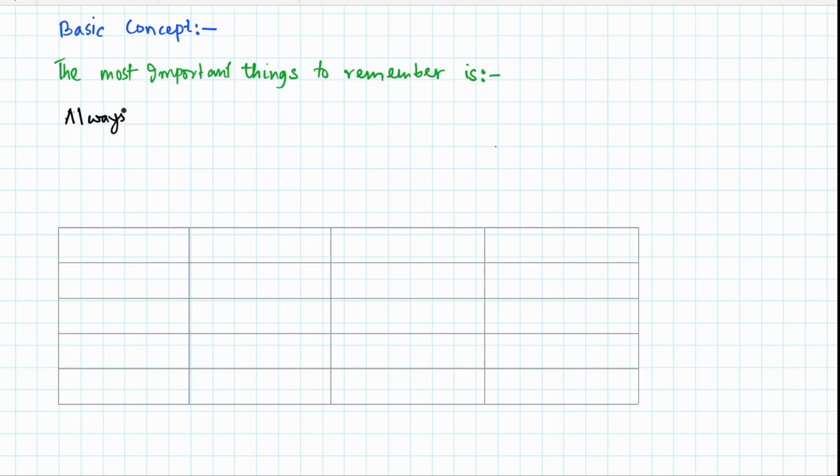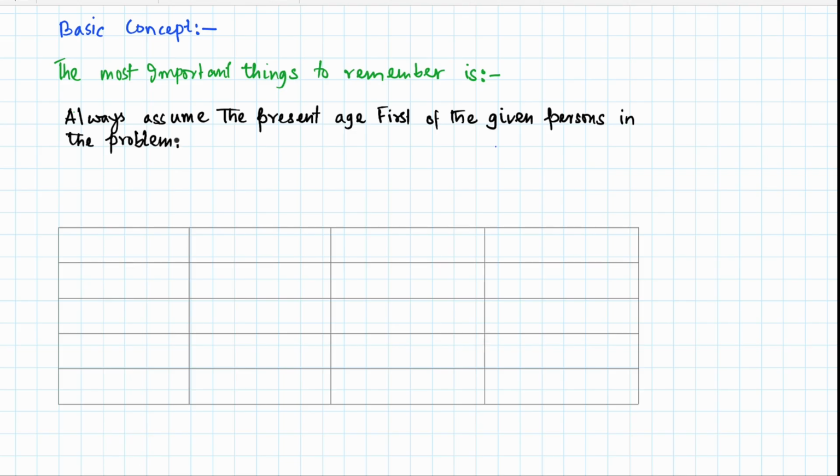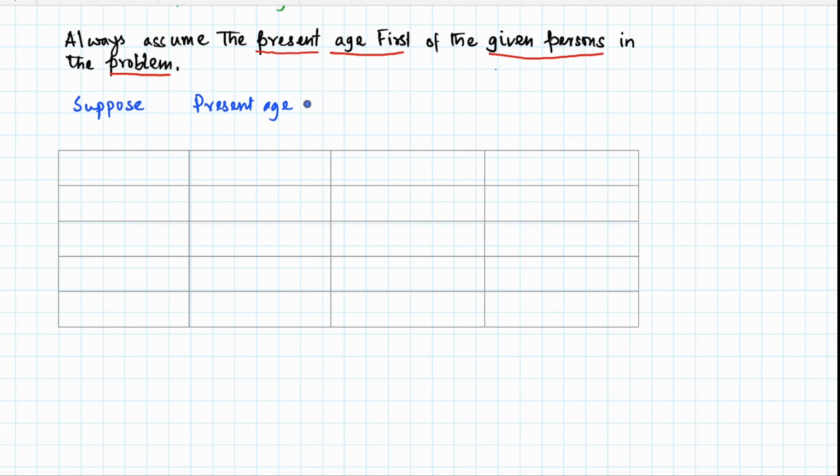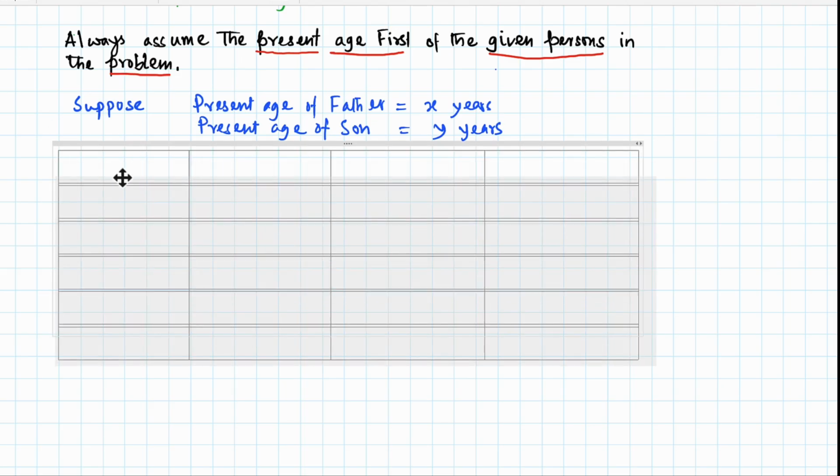Now what we need to remember: always assume the present age. Whatever persons are given in the problem, we have to always take their current age, or present age. So we have to assign the variables to the present age first. That is important. Suppose we take an example: the present age of a father is x years, and the present age of his son is, say, y years. So we will always assign the variable to the present age.